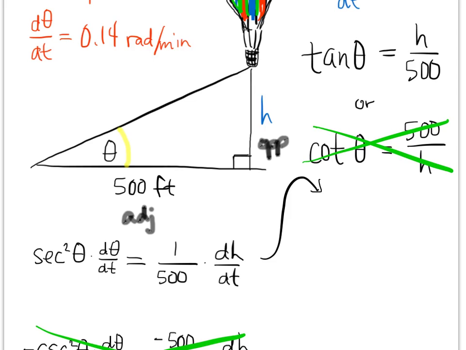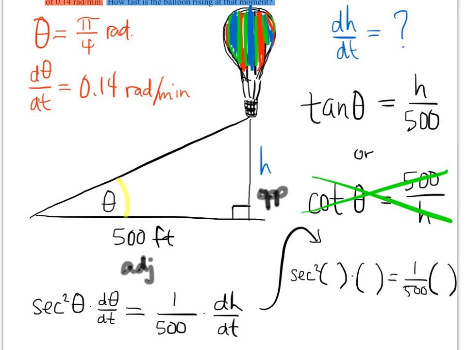Let's plug in as much information as we can here. So we get secant squared of theta, which I believe the problem tells us, times d theta dt is equal to 1 over 500 dh dt. So let's take a look at the information we knew from before and make sure we get all this information in correctly. So we are going to solve for dh dt, which is nice because that means we don't need to plug anything into that part of the equation. The radian, they tell us, the angle, is pi over 4. And the rate at which the radians are changing, d theta dt, well, that would be 0.14, which again, all that information was given pretty early on in the question. So let's solve this.